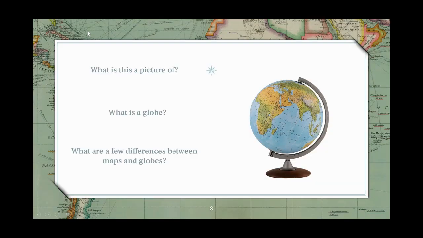What are a few differences between globes and maps? Something that I notice right off the bat is that globes are round. Like I said before, they're three-dimensional. Maps are normally flat.